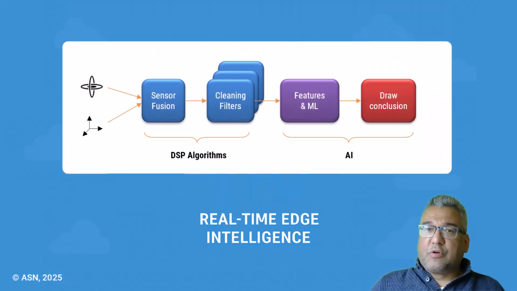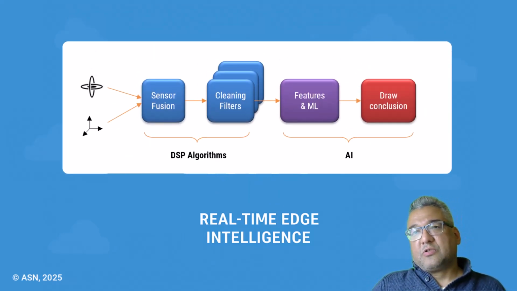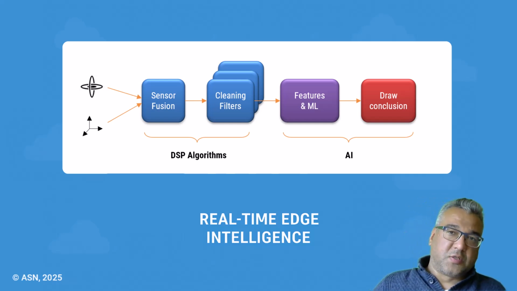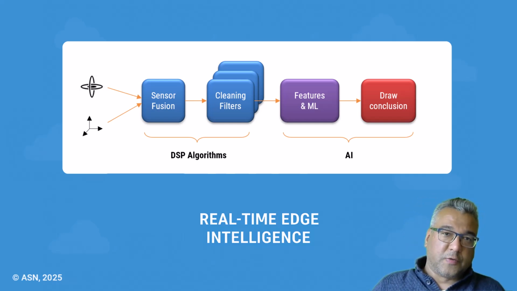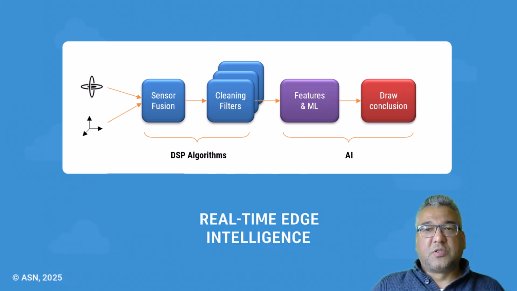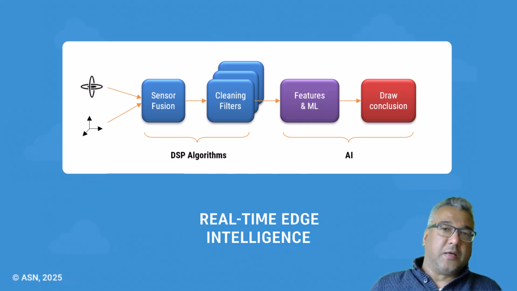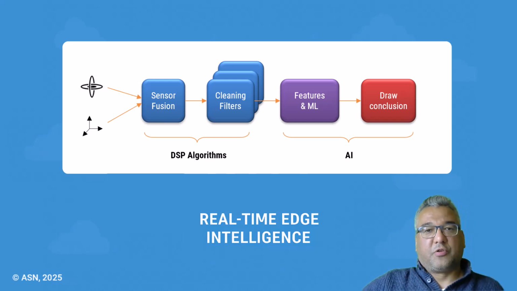For the hand gesture demo that we're looking at, the processing can actually be broken up into blocks. As seen in the diagram, the MEMS sensor data are first fused and then cleaned by the DSP algorithms before being passed into the ML model for classification. This forms the essence of true real-time edge intelligence, where we combine the strengths of both DSP and AI to improve classification accuracy.